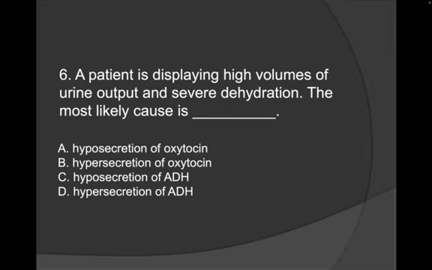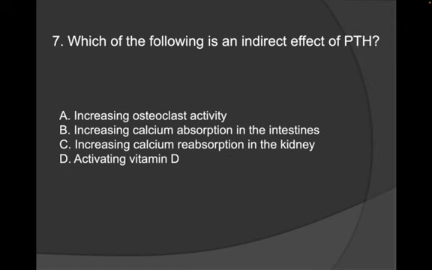Okay. Number 6. A patient is displaying, we also discussed this in class, high volumes of urine output and severe dehydration. The most likely cause is C. Hyposecretion of ADH. Which of the following is an indirect effect of PTH? Not directly, but indirect effect of PTH.